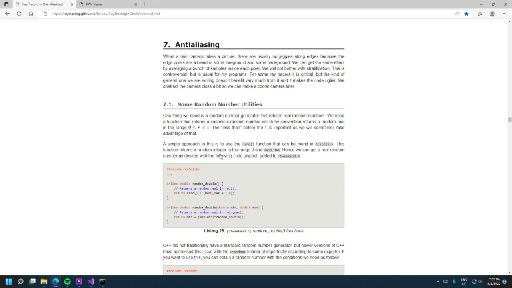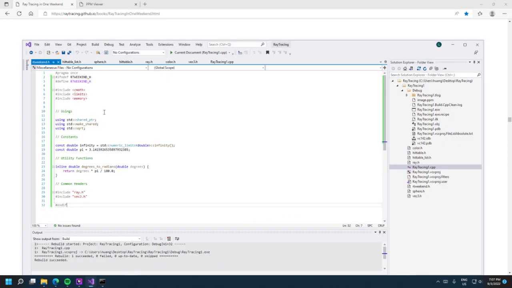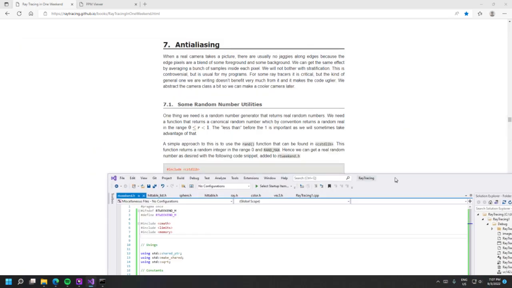Some random number utilities. Okay. So we're adding something into the RT weekend math file. One thing we need is a random number generator. We always need a random number generator for every program, so that totally makes sense. This is basically the way you generate random numbers, and this is totally the way to do it in C++. I don't think it needs more explanation. If you want a random number generator, this is what you do.